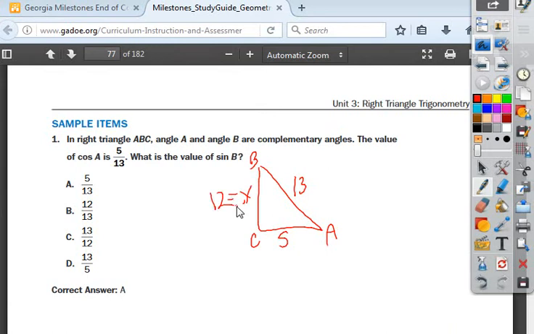Actually, in this case we didn't even need to do anything. It says, what is the value of sine of B? What do I know about sine of B and cosine of A? They're the same. The cosine of one is equal to the sine of the other one. So all that stuff we did with the 12, we didn't even have to do. I thought it was asking for sine of A. Sine of one, cosine of the other, they have to match.